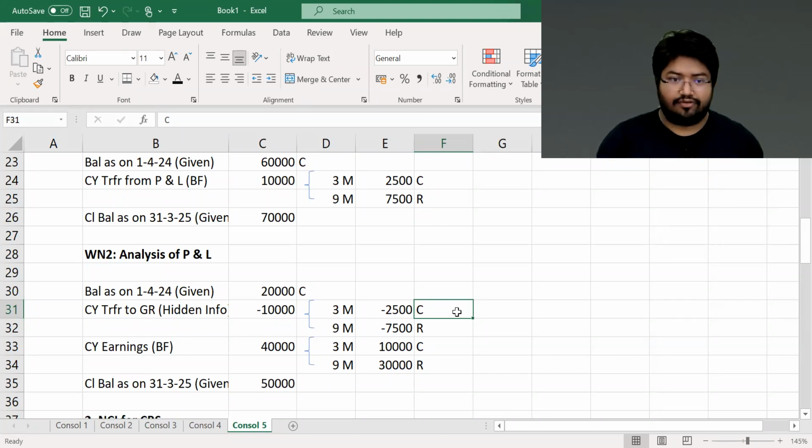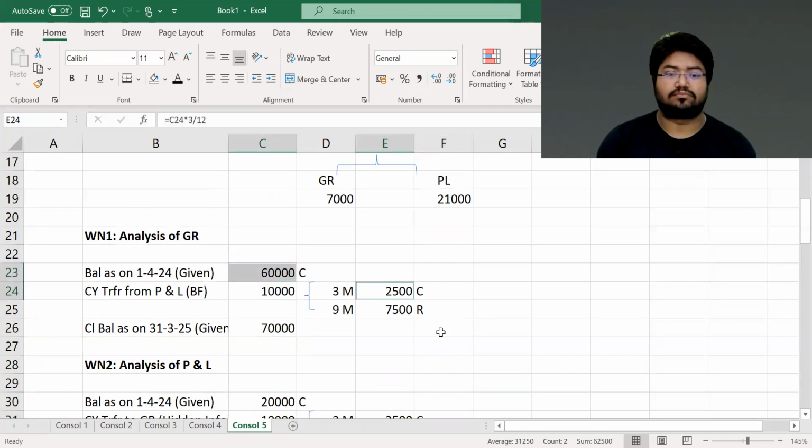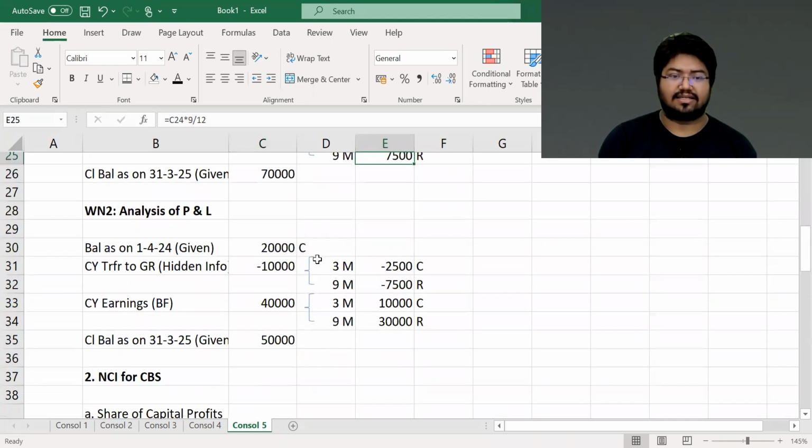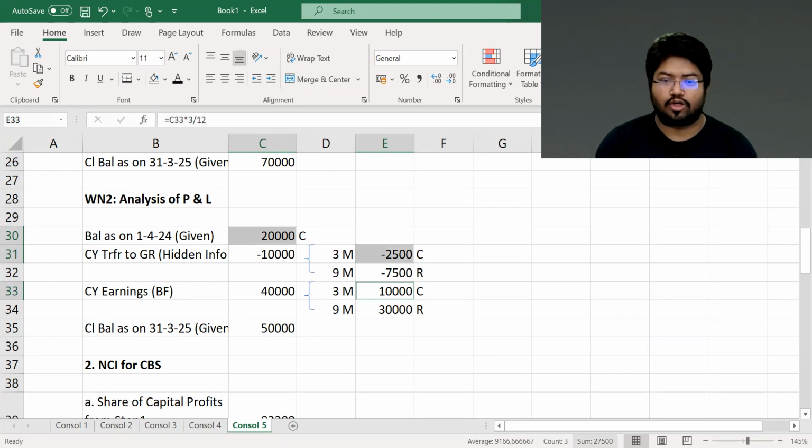Now, if you look at both these analyses, you have multiple numbers here on C side. C side numbers for general reserve are 60,000 plus 2,500, and on R side it is just 7,500. Same way for P&L, it is 20,000 minus 2,500 plus 10,000, all put together 27,500. And on R side, it's going to be minus 7,500 and 30,000 positive, both put together 22,500. This is what figures we are supposed to take there.